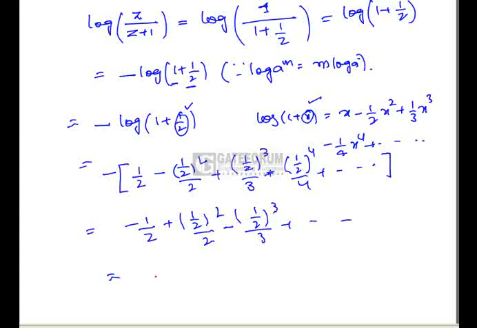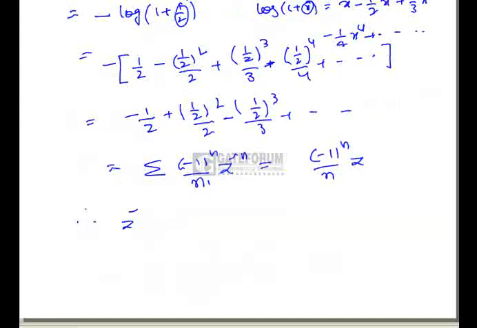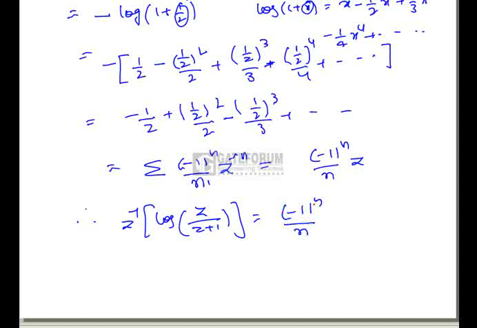This can be written as summation of minus 1 power n by n into z power minus n, which can be written as minus 1 power n by n into z if we remove the z transform. Therefore, z inverse of logarithm of z by z plus 1 is nothing but minus 1 power n by n, which is nothing but option C.